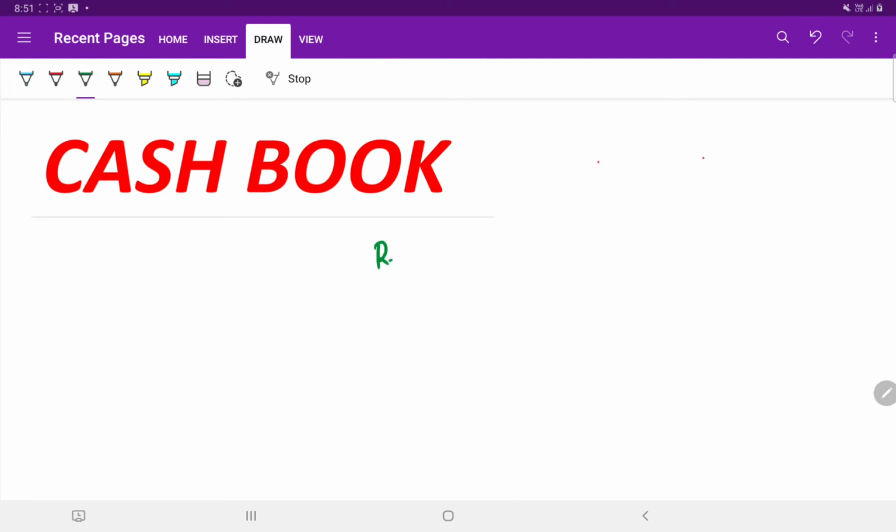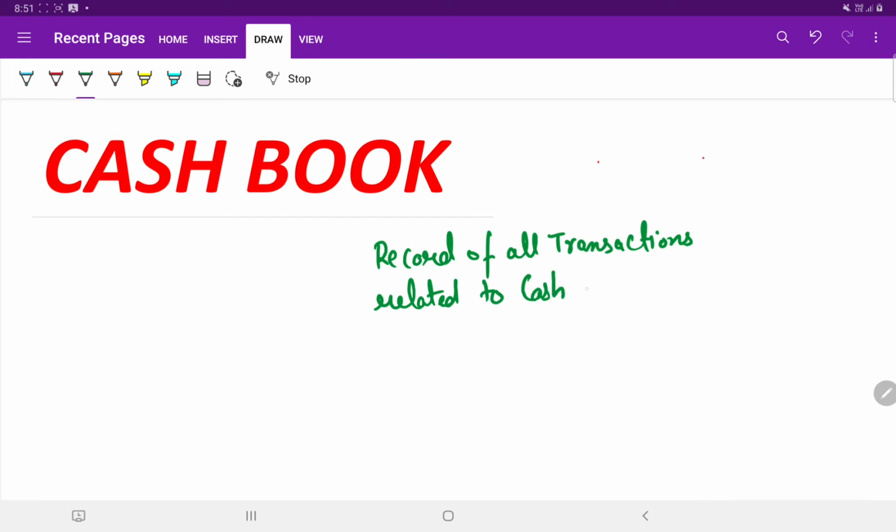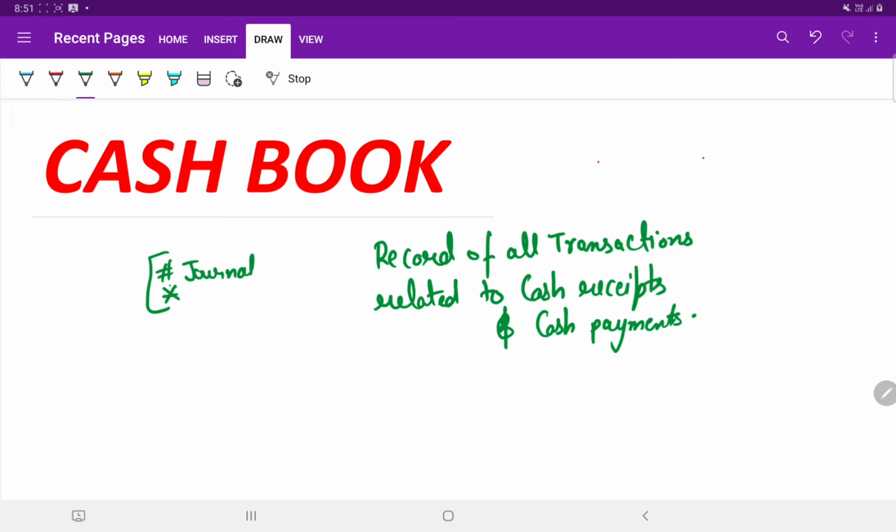So it is a record of all transactions related to cash receipts and cash payments. This serves the purpose of both journal as well as a ledger account. So it can serve the purpose of both journal as well as the ledger account.